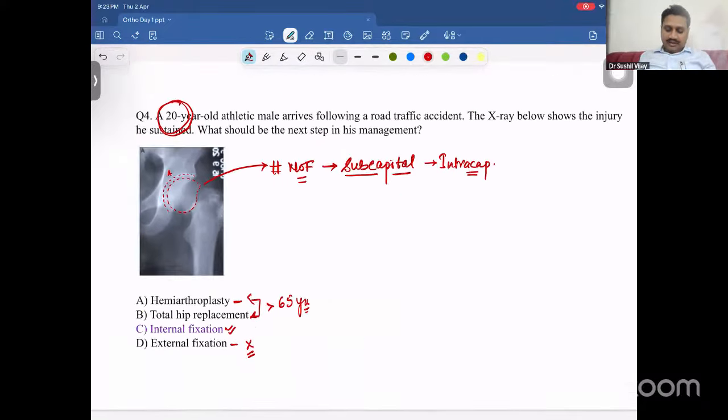याद रहेगा एक्सटर्नल फिक्सेशन कहाँ करते हैं? नेक ऑफ फीमर में नहीं करते एक्सटर्नल फिक्सेशन. It is not done, right? External fixation is not a management for neck femur. External fixation is only done when there are open fractures. Okay, when there are open fractures.